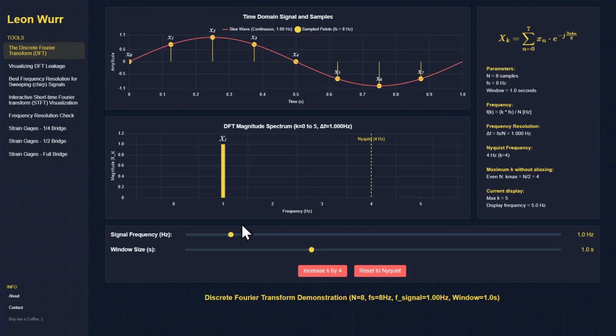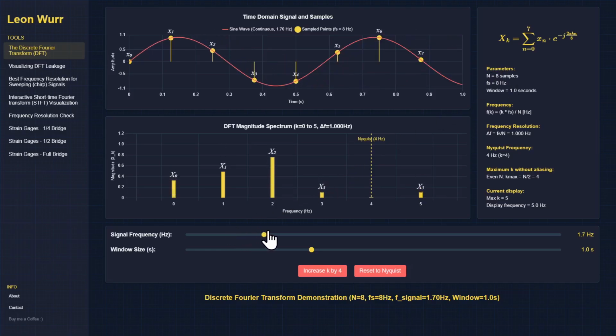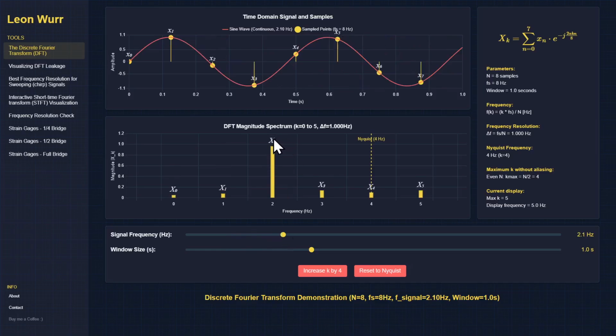So for example, let me move this index. Let's take the example of x of 2. So k is 2 times 8, 16, divided by 8 is 2 again. So the frequency for bin 2 is 2 Hertz.